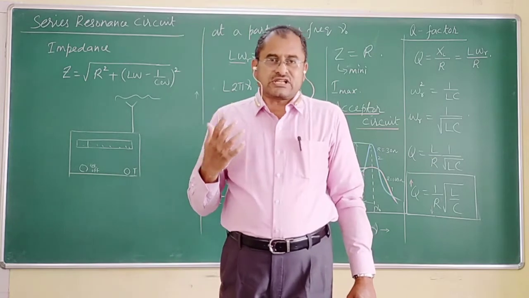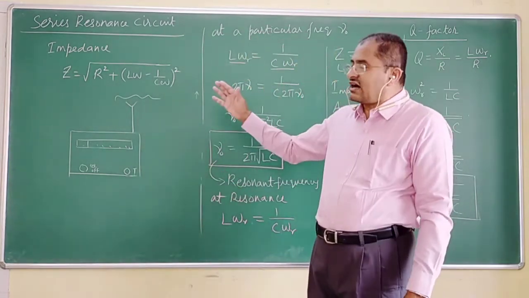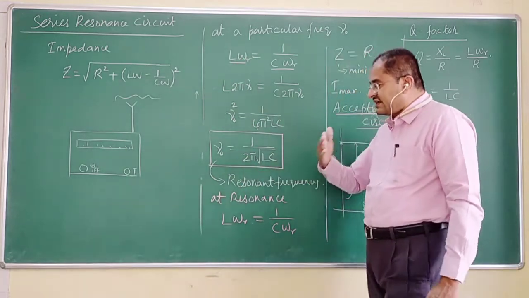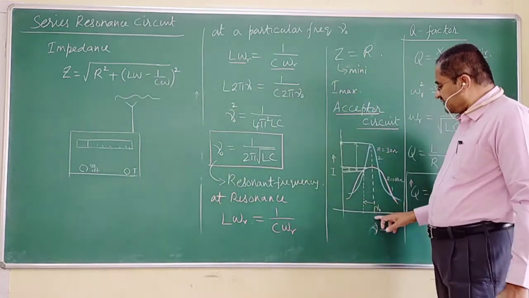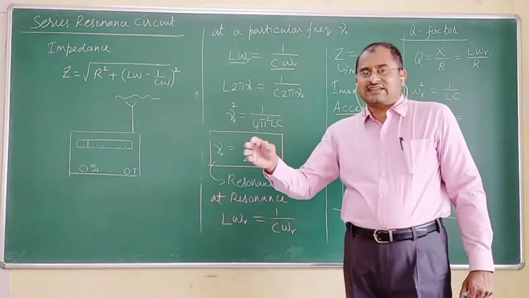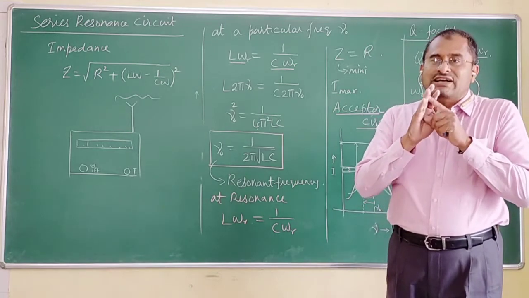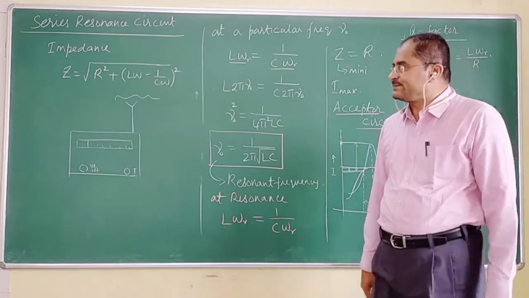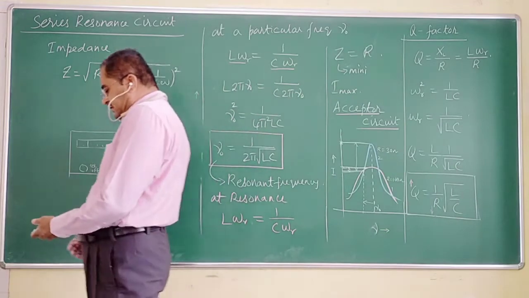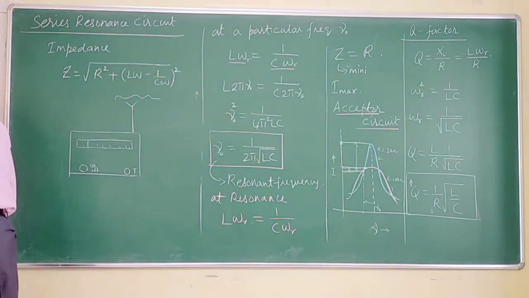You must be in a position to tell that it is used in tuning of radio receivers. How? I have told you here. When resonance takes place, at that particular frequency, current is maximum, therefore your radio receiver is able to pick up that particular signal and reject all others. Okay, sir? With this, we'll move into the next topic for discussion, which is the parallel resonance circuit.